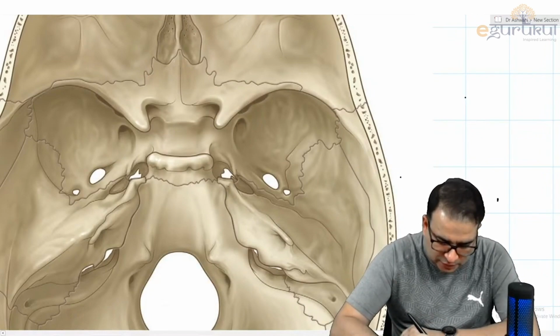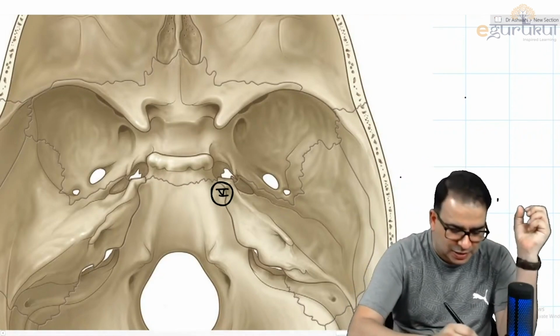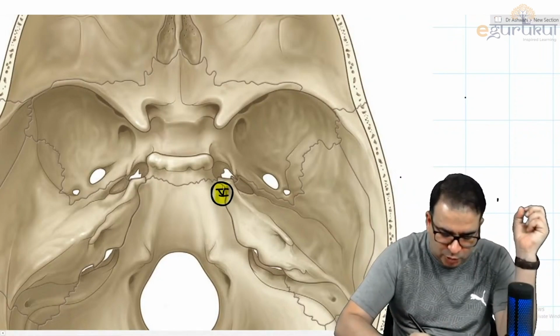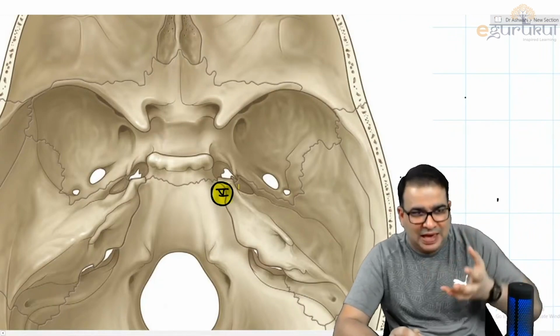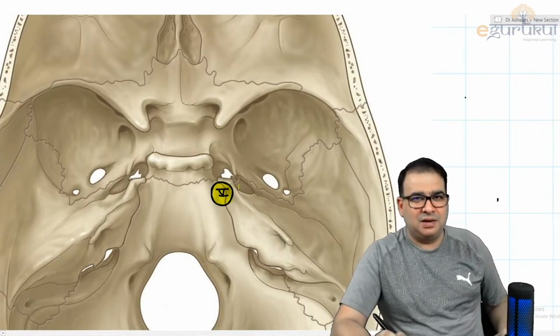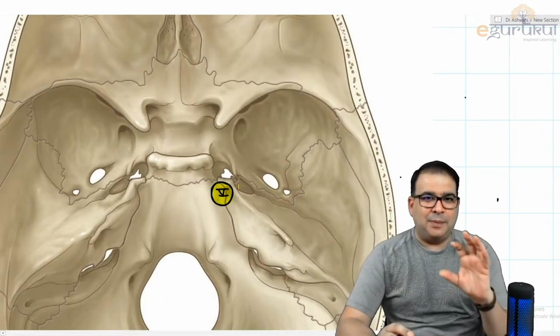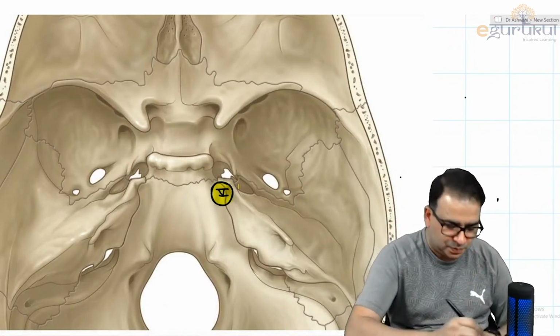Now, close to the apex of the petrous temporal bone, we have a ganglion which is placed here, and that ganglion is called the trigeminal ganglion. The big trigeminal ganglion is present where? It is present close to the apex of the petrous temporal bone. We have a depression there, a cave which is made up of dura mater. We will discuss that in the dural folds also. We call it Meckel's cave. Just remember that a trigeminal ganglion is placed here.